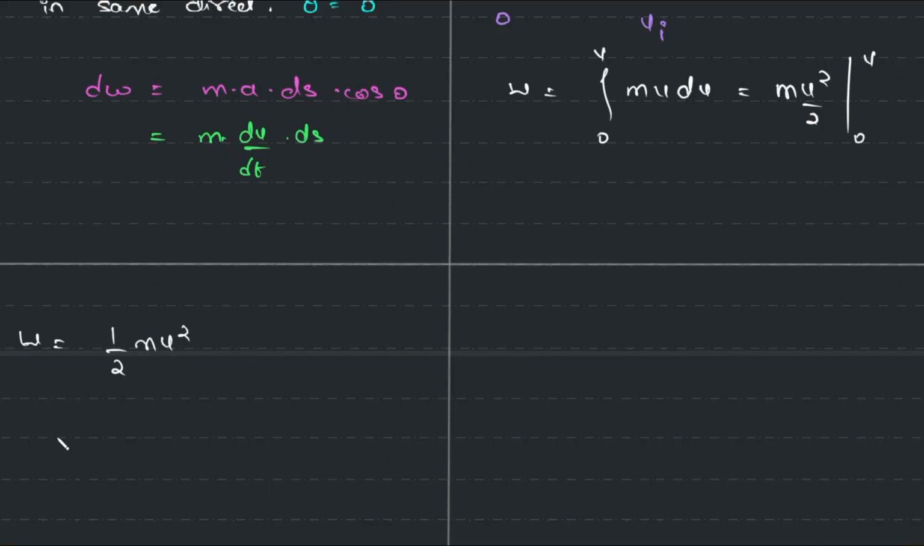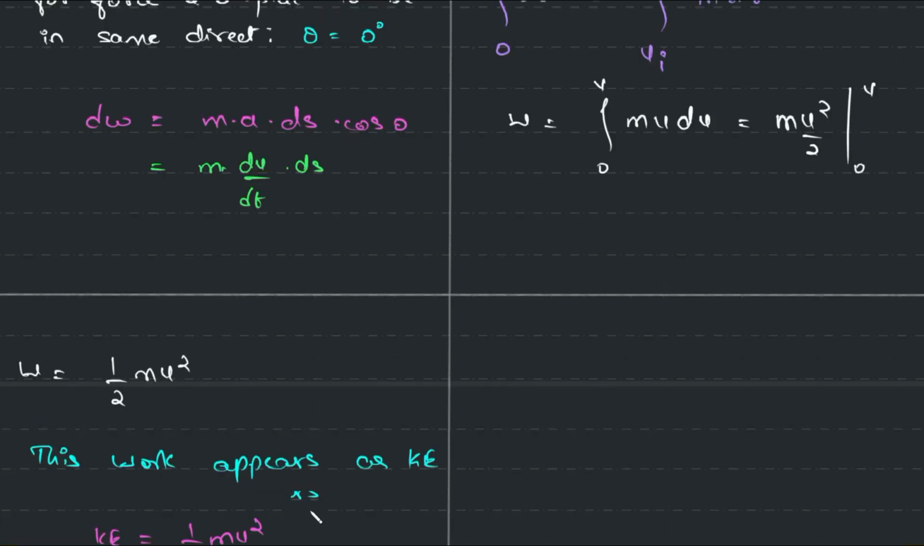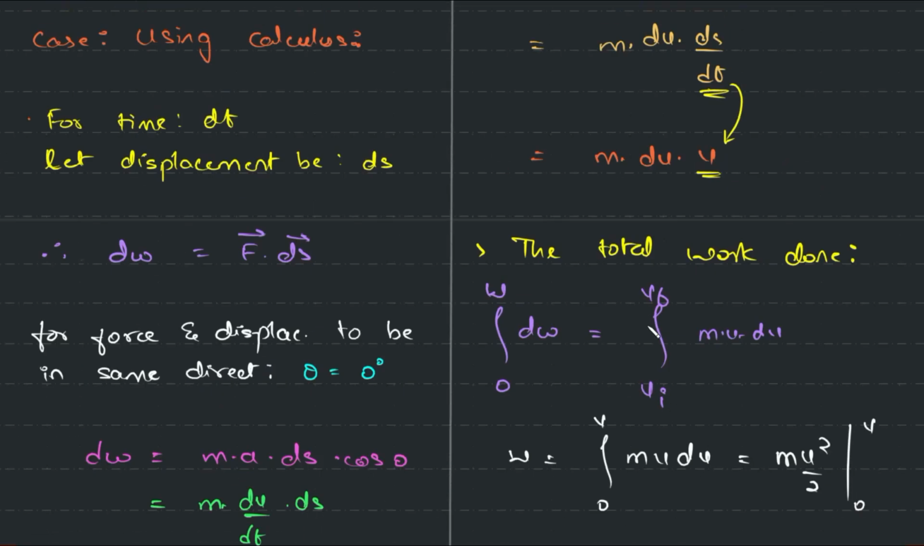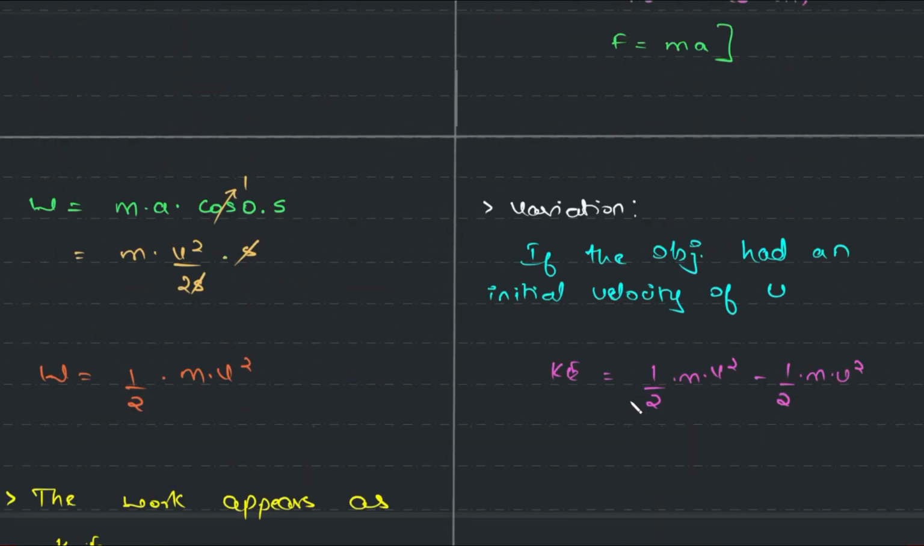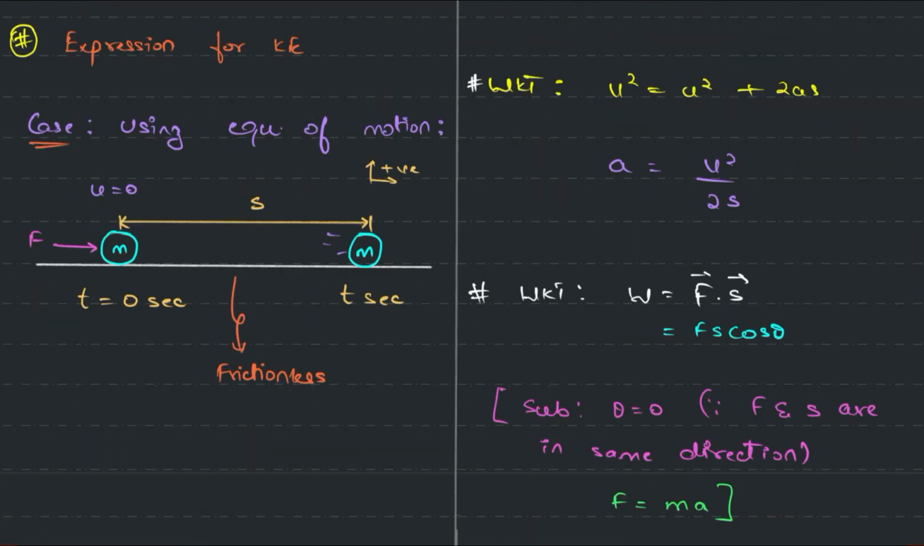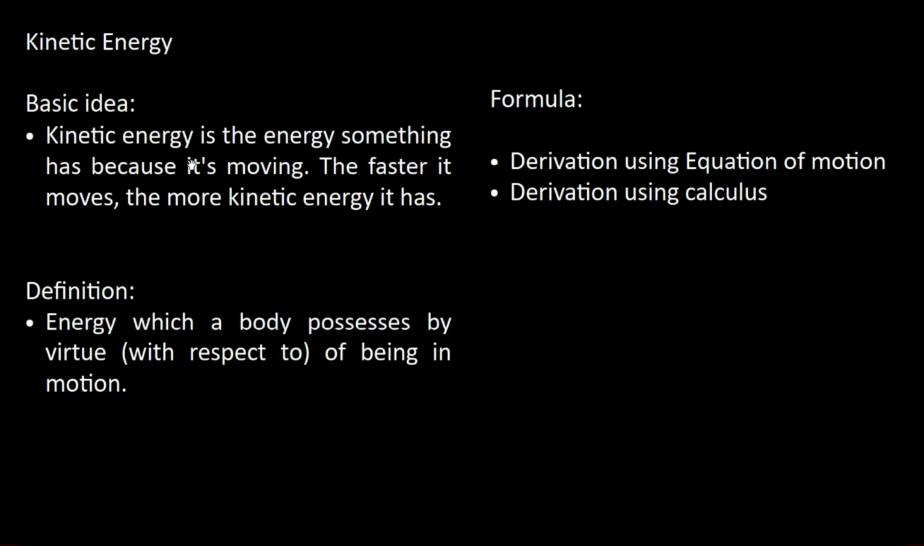Again same thing, this work, if it appears as movement, then we have kinetic energy is equal to half mv square. Obviously, there is change in velocity is what we are trying to show. Okay, so let me come back. So we are looking at kinetic energy. Kinetic energy is the energy that an object has because of its motion.